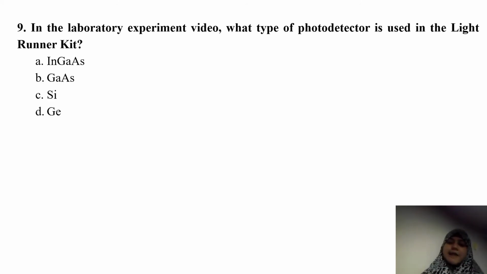Again, in the laboratory experimental video, what type of photodetector is used in the light runner kit? So we have different types of photodetectors, like silicon photodetector, indium gallium arsenide photodetector, gallium arsenide photodetector, germanium photodetector. All these photodetectors work in certain wavelength ranges. I would request you to find out the wavelength ranges in which these, if used as a photodetector, will be operated. In the laboratory demonstration experiment, indium gallium arsenide photodetector was used.